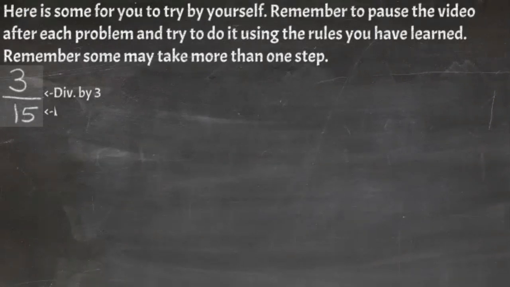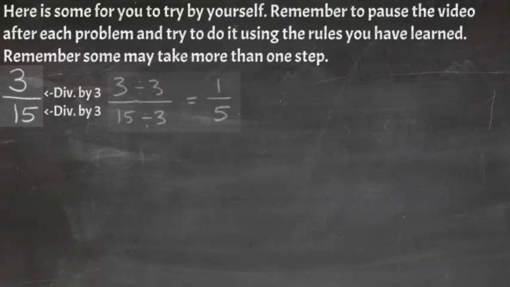If I have a prime number in the numerator or denominator, I automatically try to divide the other number by that. In this case, it was 3. So now I'm going to get 3 divided by 3 over 15 divided by 3, and I get 1/5. Got 2 prime numbers, I'm done. 1 and 5 are both prime numbers.